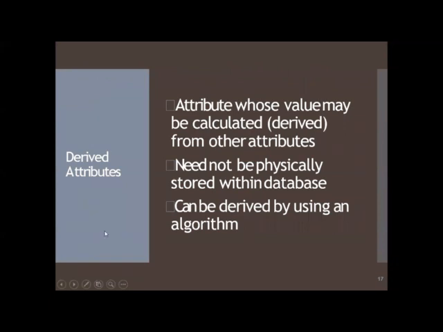Derived attribute: an attribute whose value may be calculated or derived from other attributes. It need not be physically stored within the database. It can be derived by using an algorithm. So we can use a derived attribute by using an algorithm.